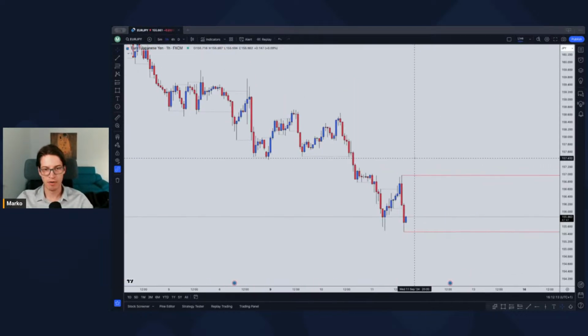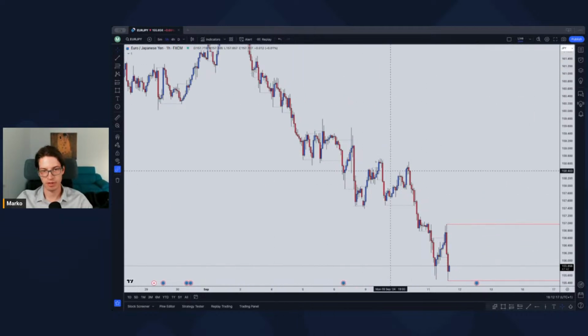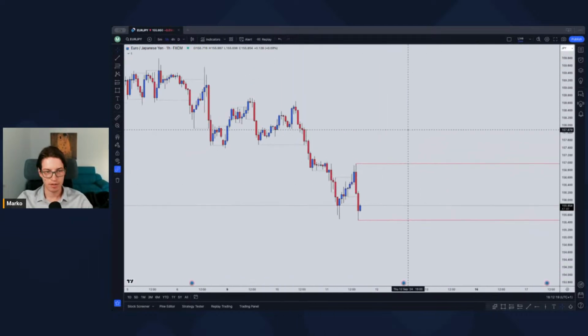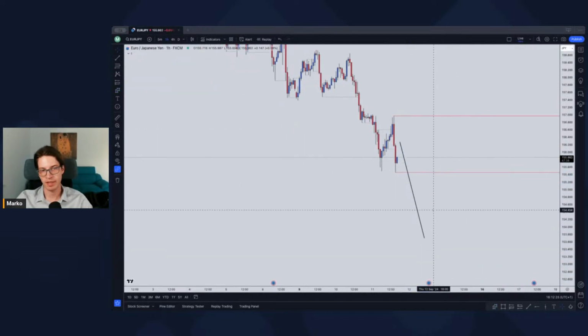So for now, I'm expecting more downside because this is really massive. I mean, it's pretty big. There's a lot of momentum behind this. So I expect the price to continue with the overall downtrend, but I need a high probability entry setup. I definitely need a high probability entry setup. Currently, we're not getting one.